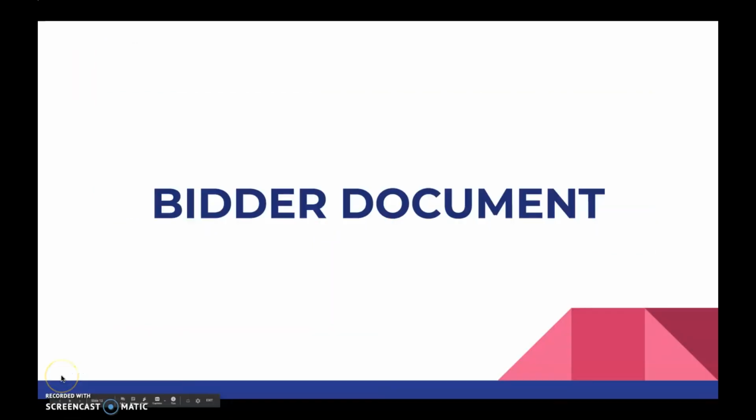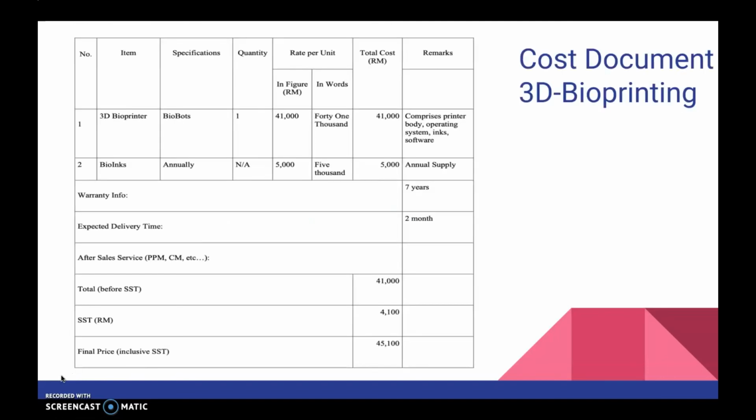Hi, my name is Aminur S. bin Halin and I am the bidder, and today I'll be presenting on cost documents on installation of 3D printing, Internet of Things, smart sensors, and other supporting tools. For 3D printing, there are two items needed, which are 3D bioprinter, which manufactured by a company called BioBots, and the description of the items are in the slides, as you can see. And the estimated final price for 3D installation is 45,100 ringgit Malaysia.